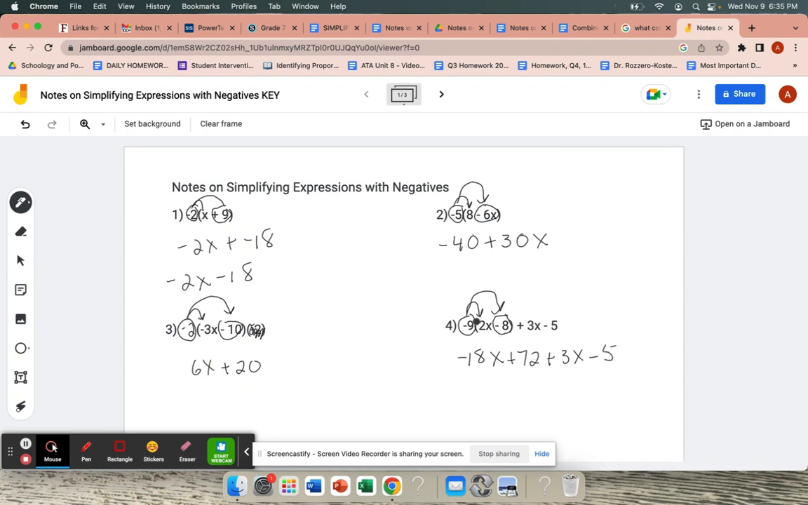As we talked in class, these terms were trapped in the bag. We opened the bag by the distributive property, and now we can combine the like terms, kind of like the Skittles. So negative 18x plus positive 3x is negative 15x. And then 72 minus 5 is 67. And we're done.